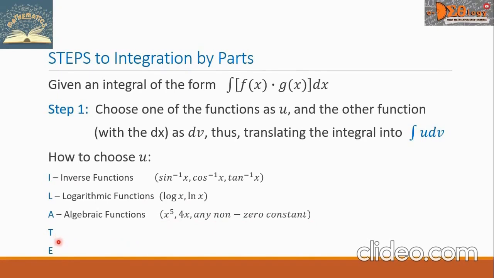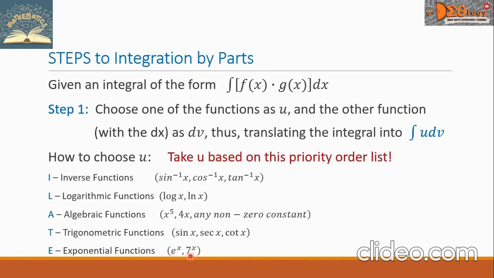The letter T here stands for trigonometric functions. We have the sine x, secant x, and cotangent x as examples. The letter E here stands for exponential functions. Examples are e raised to x, 7 raised to x. We're going to take the variable u based on this priority order list.